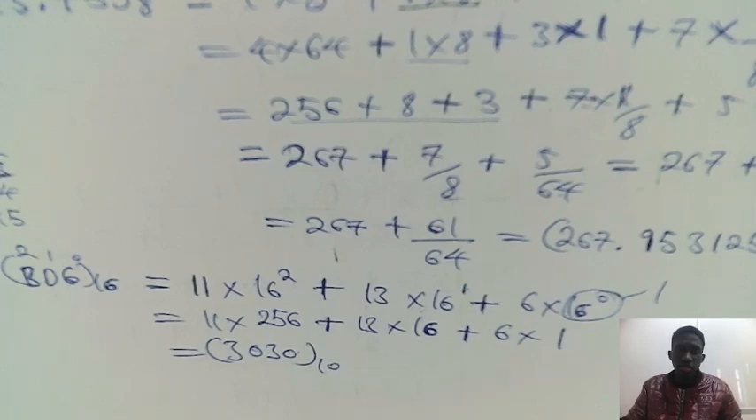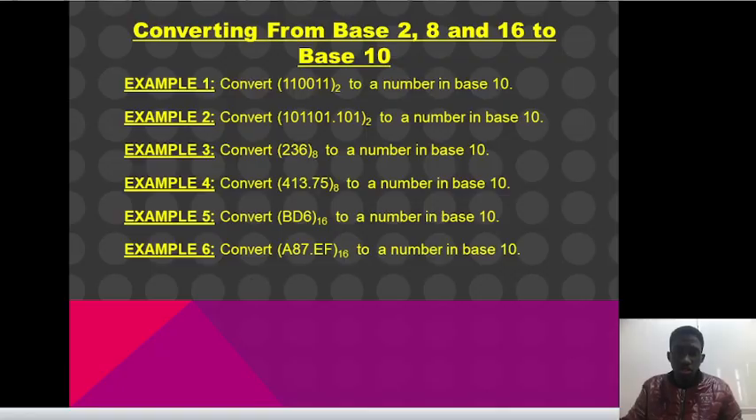Now finally, in this video, we'll be solving this example. In example 6, convert A87.EF in base 16 to a number in base 10. So this one has decimal points now. How do we do it? We have been doing it, and so it's just still the same process. We've been doing that ever since this video began. So it's not really that new to us.